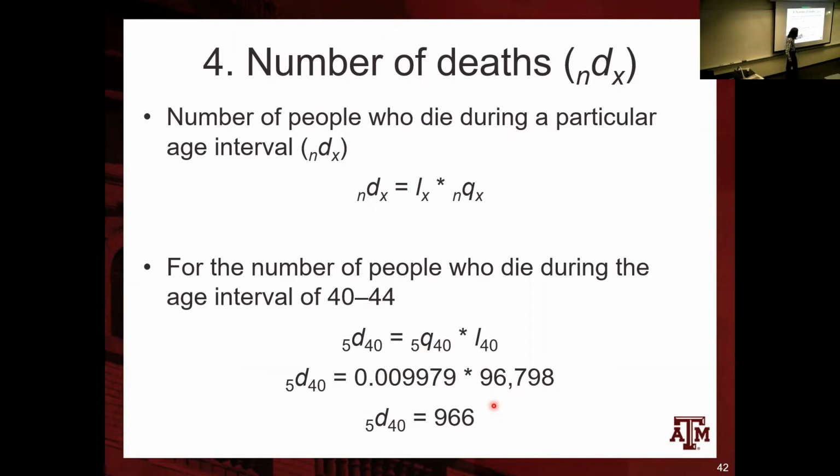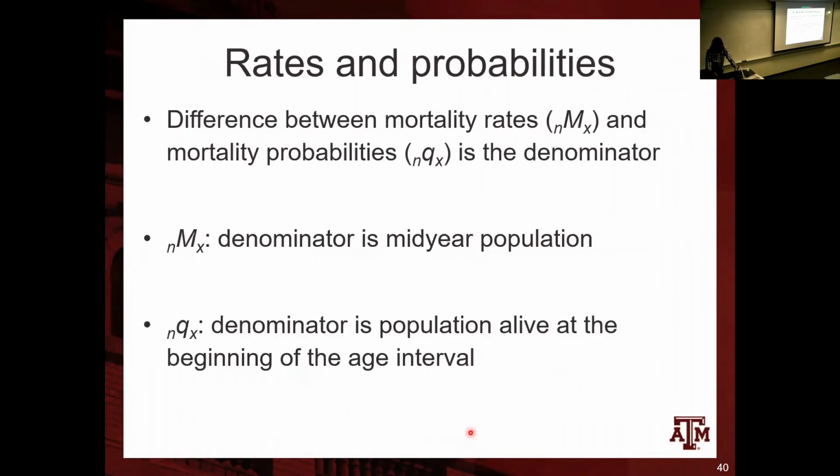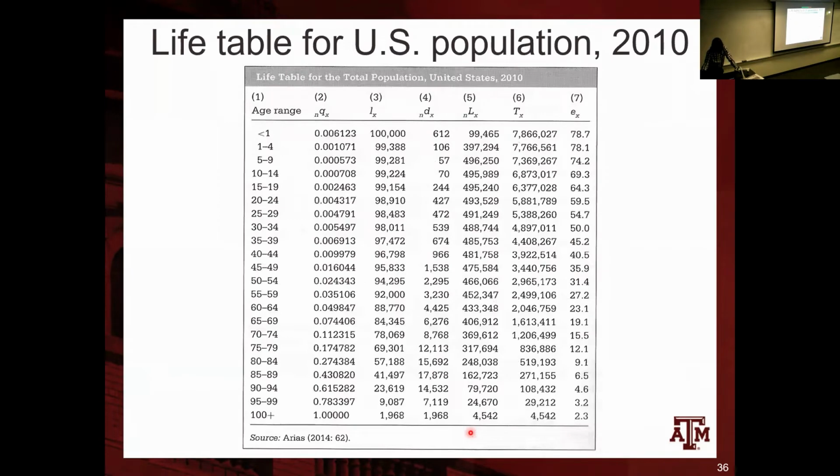So the number of people dying between the ages of 40 to 44 equals the mortality probability of those between 40 to 44, and that table was 0.009979. Number of people alive at the beginning of the age group, 96,798. And then the number of people dying in that age group from 40 to 44, 966 people. So that's pretty much this exercise here. All right, so just multiplying this number by this number, we get this number here.